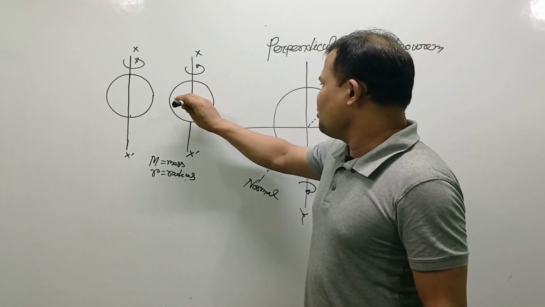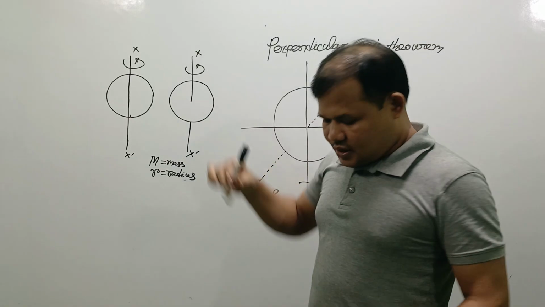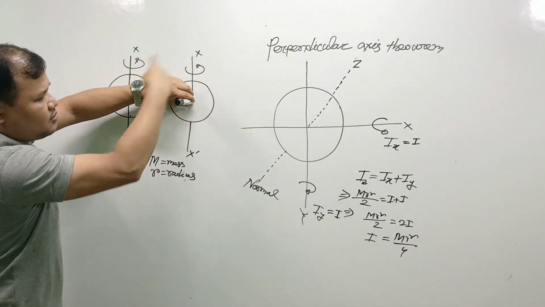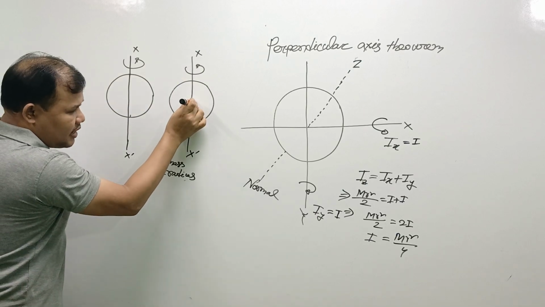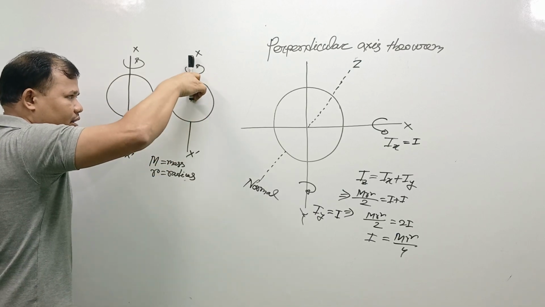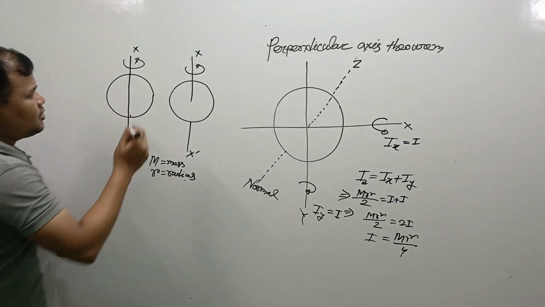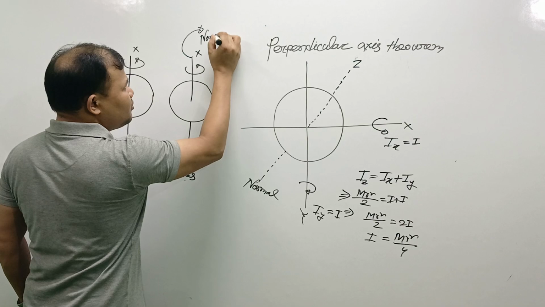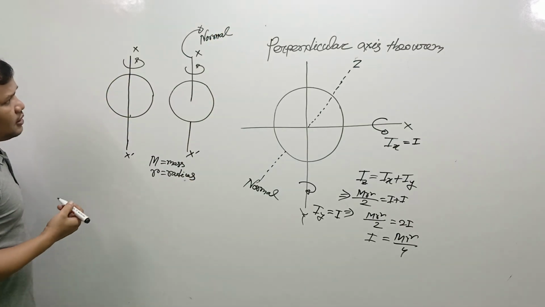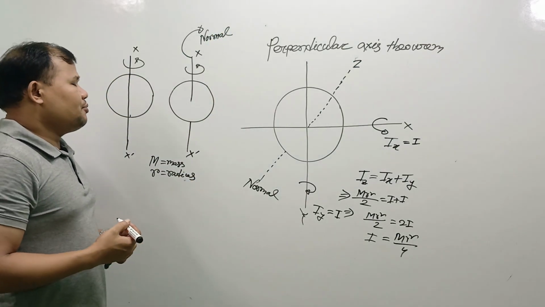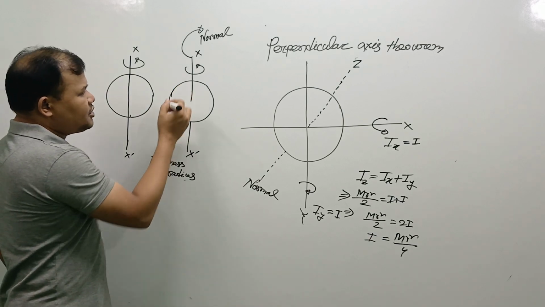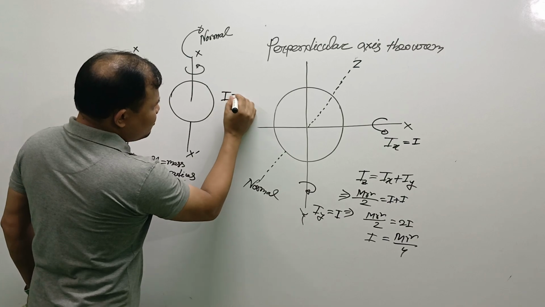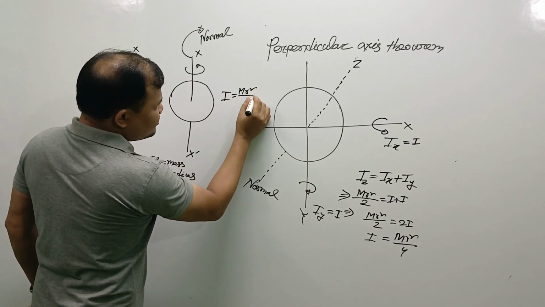As we cannot draw this axis here, if this is the rotational axis and the disc rotates around this axis, we draw it this way. My dear students, the name of this rotational axis is normal. If the rotational axis of a circular disc is a normal and passes through the center, then the moment of inertia will be I is equal to m r square divided by 2.